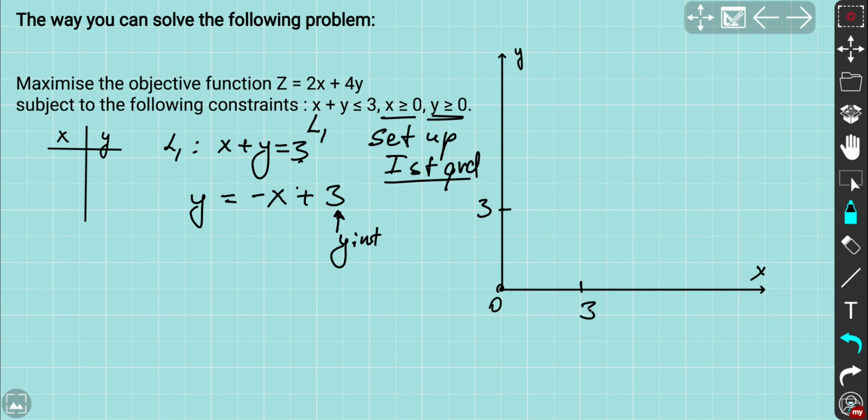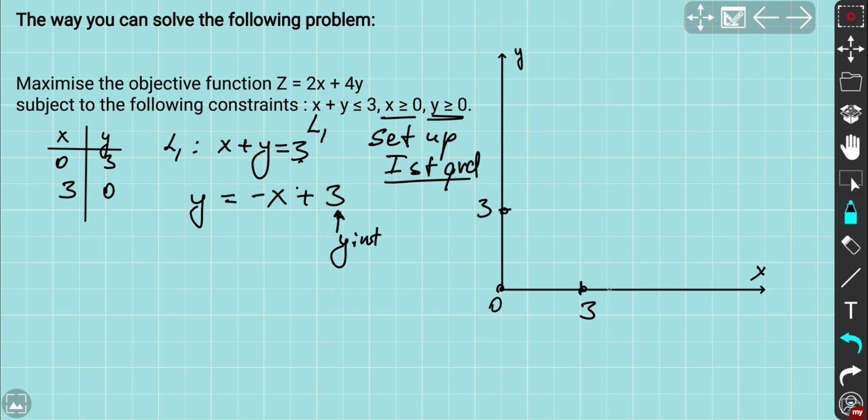Positive 3, of course, with the negative gradient. You can check by plugging in different values. For example, if you set x equals 0, you'll get 3. This is an alternative way of using a data table, and there you need 2 points. So that's the first point, 0 and 3. And for the second point, you just plug in y equals 0, and you can easily figure out that x is 3. So that's the second point.